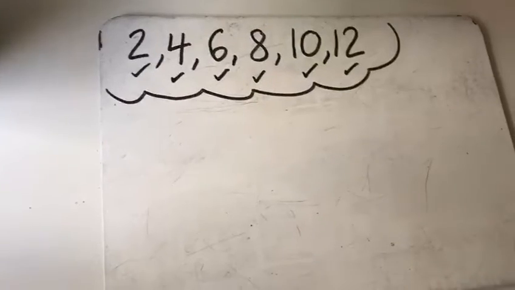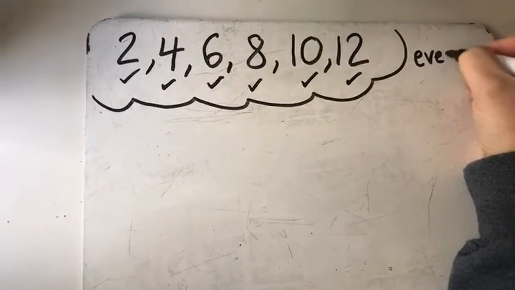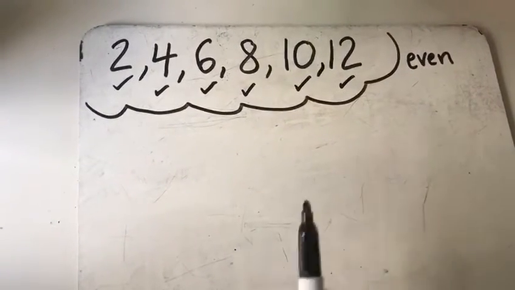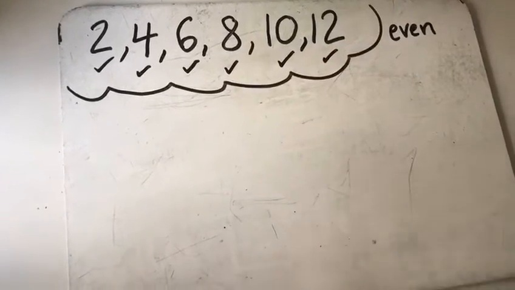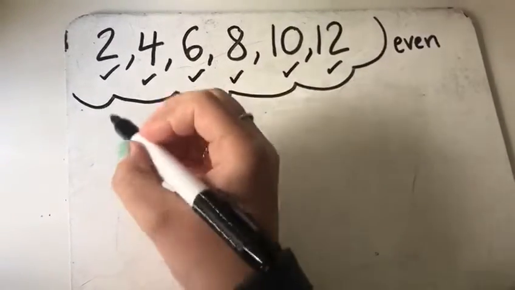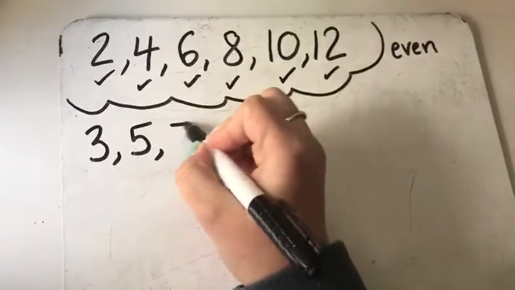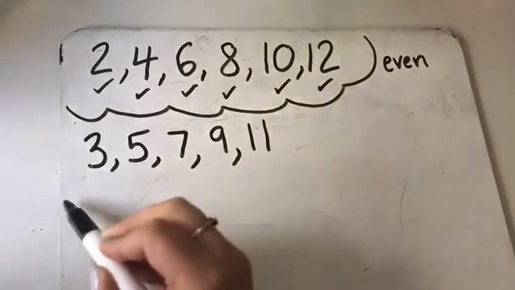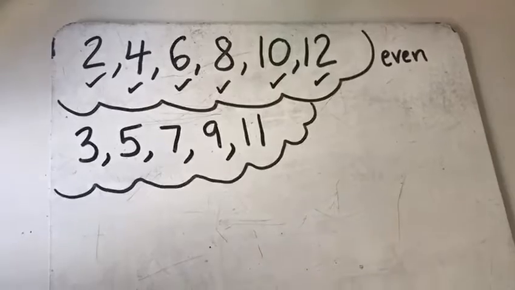equally. Now these numbers here are all called even numbers. They can be evenly halved. They can be evenly split into 2 without anything left over. So what about the numbers in between? Well, I now want to try 3, 5, 7, 9 and 11. So let's see if they can be easily halved just like the numbers above.